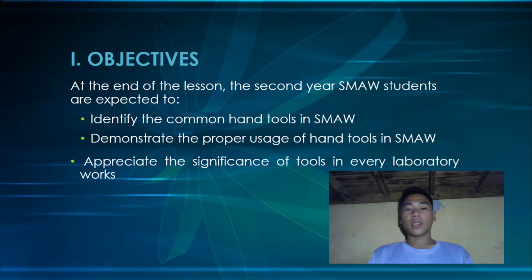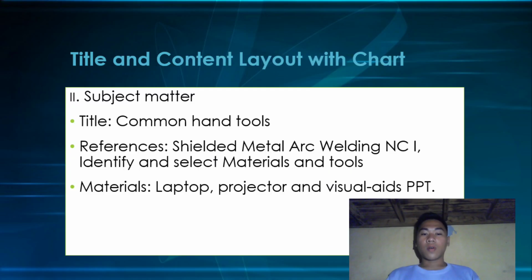So the objectives at the end of the lesson: the second year SMAW students are expected to identify the common hand tools in SMAW, demonstrate the proper usage of hand tools in SMAW, and appreciate the significance of tools in every laboratory works. For our subject matter, the title is the common hand tools. The reference is Shielded Metal Arc Welding NC I, identify and select materials and tools. The materials are laptop, projector, and visual aids or PPT.